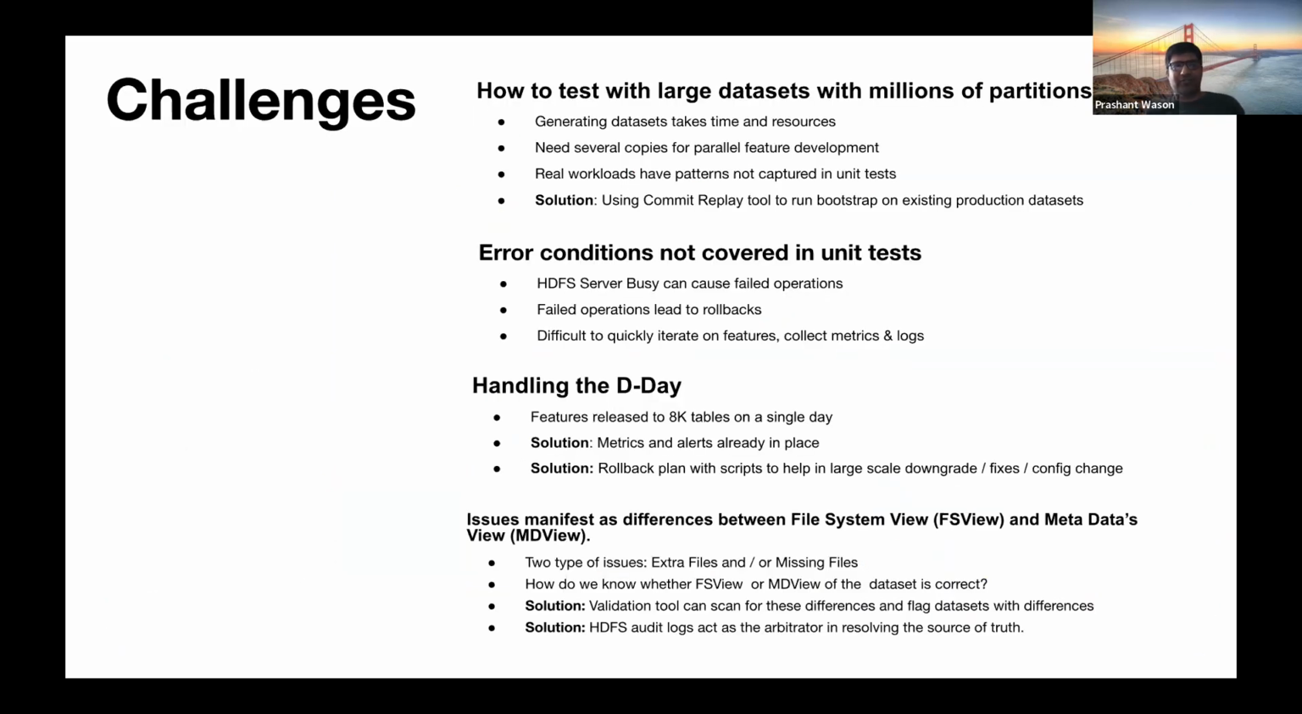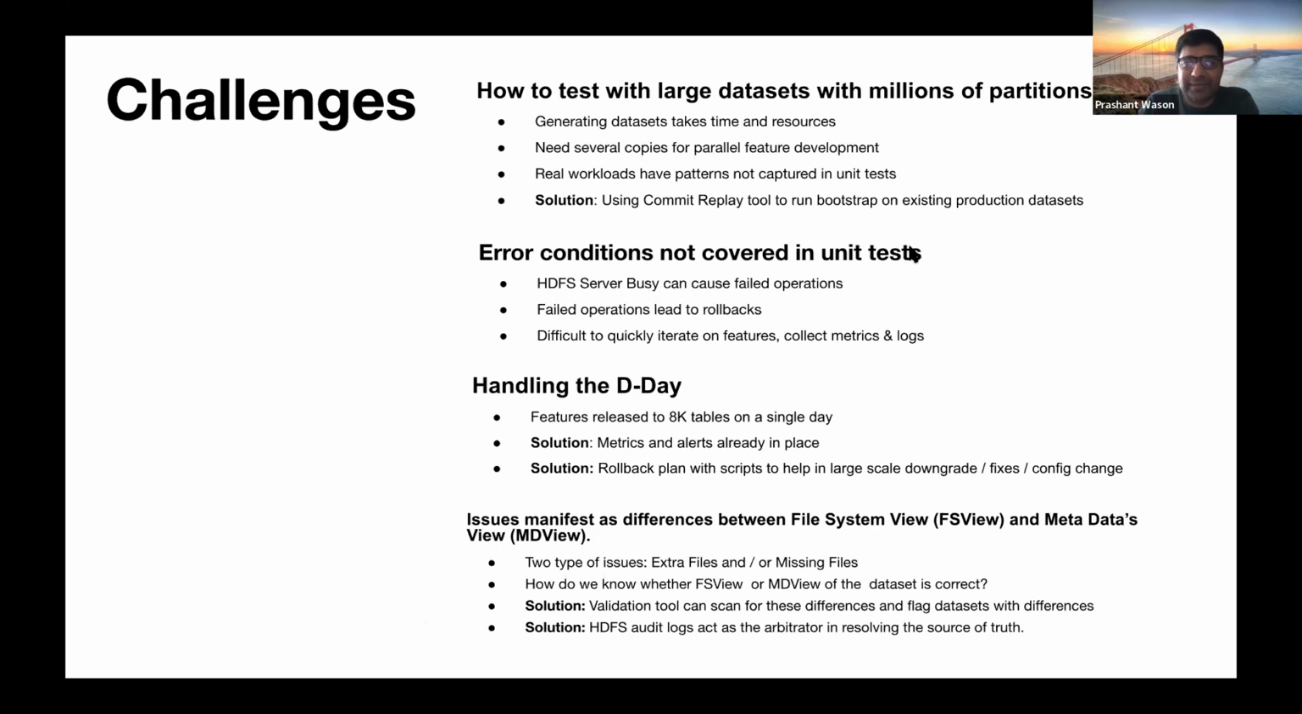One of the things I wanted to highlight through this entire process was what kind of challenges we faced at this scale. This is important because we are going to release more and more similar features at scale, and this helps us envision those problems in advance. One of the things we faced was how to test with such large data sets with millions of partitions and files. Unit tests and integration tests don't work when you want to test bootstrap with a million files or you want to test with 1500 partitions. Generating them in unit tests and integration tests is really hard and time consuming.